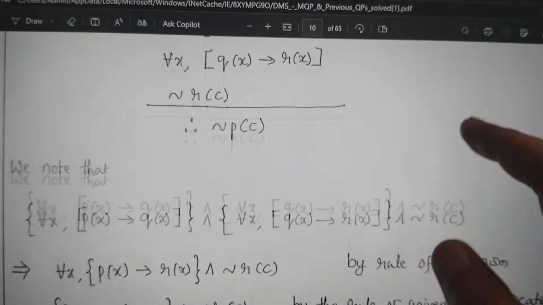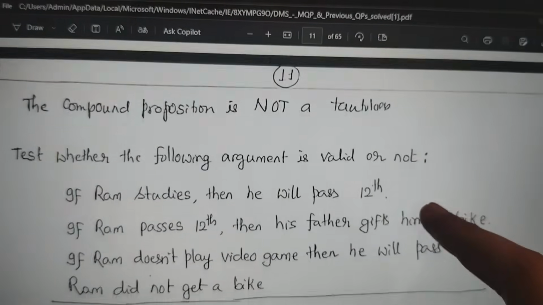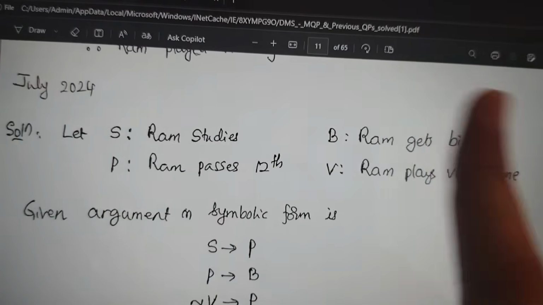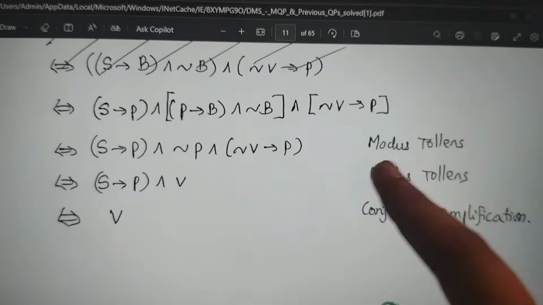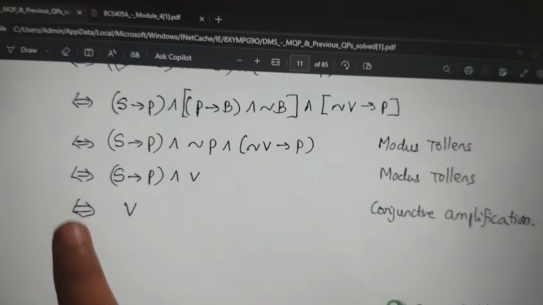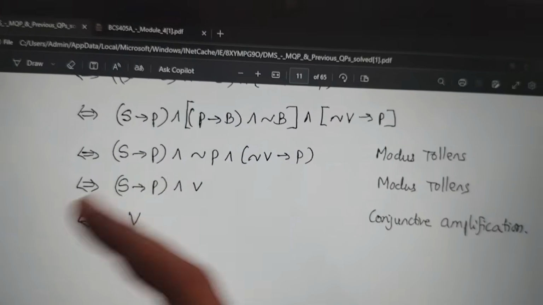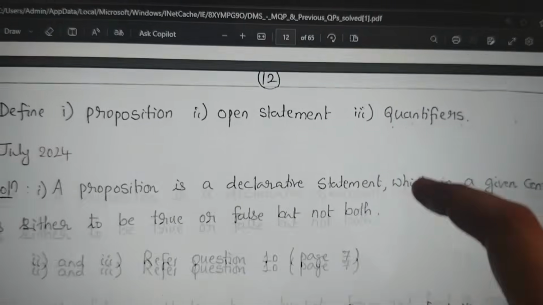Really sorry for the video quality, I just wanted to tell this. Again, everything you can see in the first module is the same. When it comes to RAM, if you get a question related to RAM, everywhere you are going to use modus tollens only, and in the middle it is conjunctive amplification. That is nothing but when you have something and something, if you want to take only one value, we can consider only that value as the answer using conjunctive amplification.